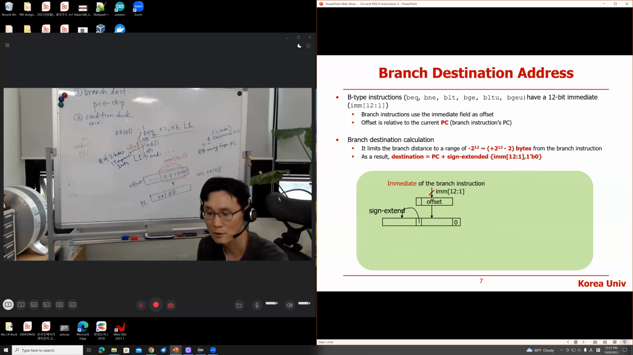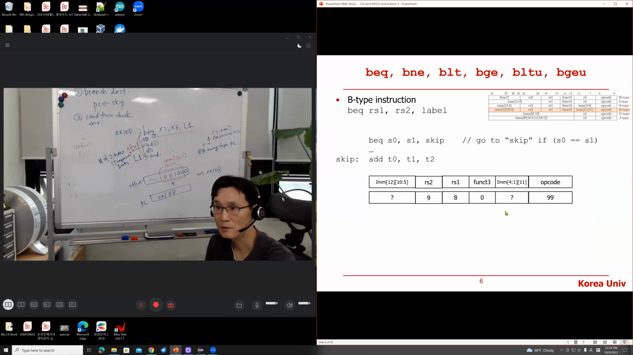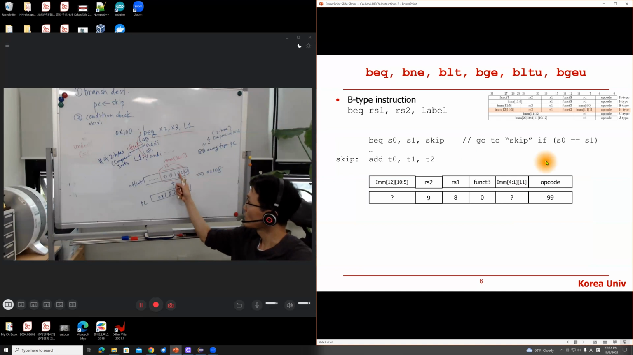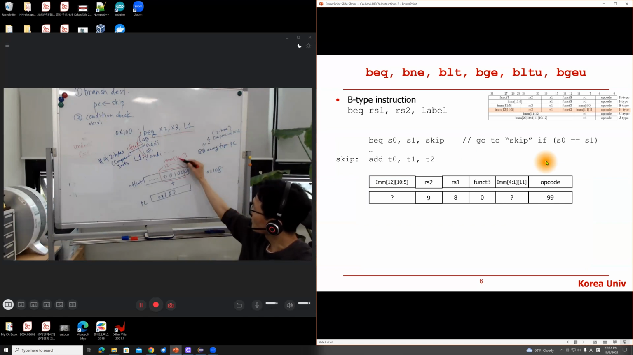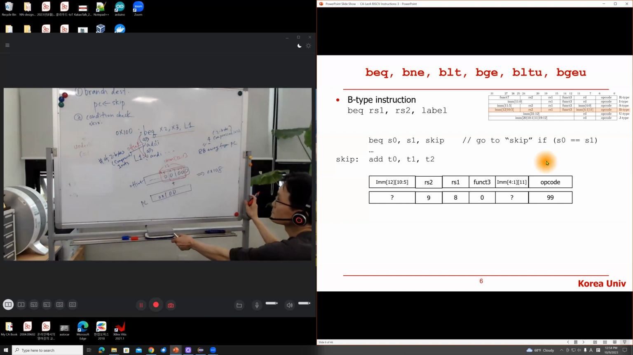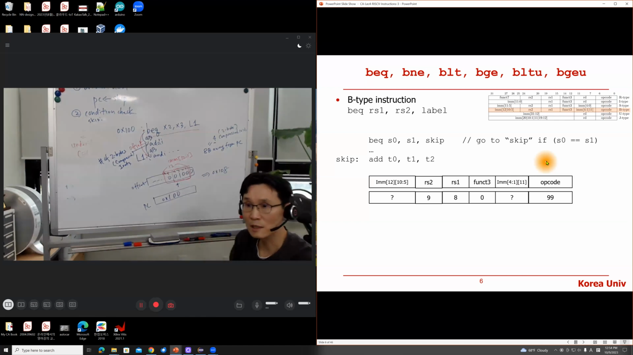Let's go back to our actual encoding. So 12 to 1, almost everything is 0. Everything is 0 except this information. This one, immediate 12 to 1: 1, 2, 3, 4, 5, and 11, sorry, 12. So 4, 2, 3, 1, that information should be encoded in 4 to 1 right here.